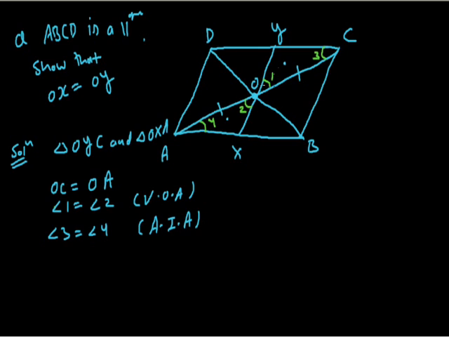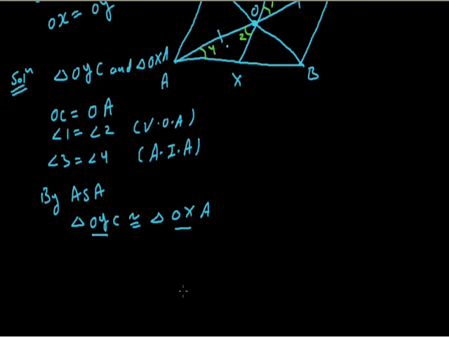So these two triangles are congruent by which criteria? That is angle, side, angle. So we can say that triangle OYC is congruent to triangle OXA. So by CPCT we can say that OY equals OX. Thank you.